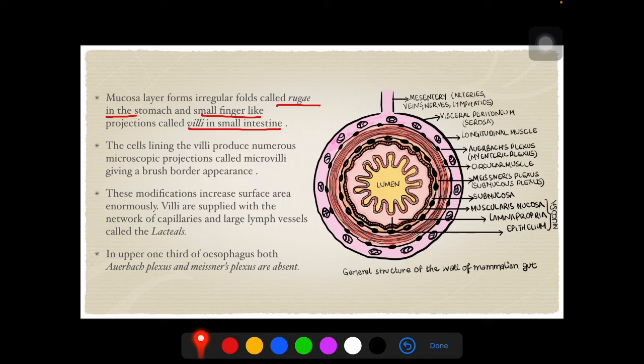Villi are supplied with a network of capillaries and large lymph vessels called lacteals. This is again an MCQ question: what are lacteals? These large lymph vessels in the villi are known as lacteals. In the upper one-third of the esophagus, both Auerbach's plexus and Meissner's plexus are absent. This is again a very important MCQ question: are Auerbach's plexus and Meissner's plexus present in the upper one-third of the esophagus? The answer is no.